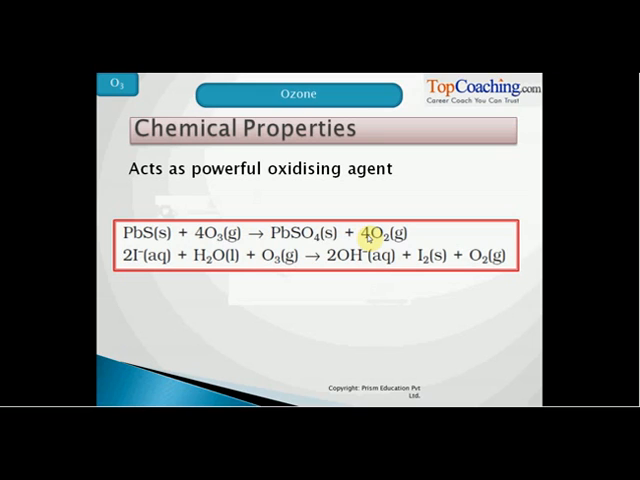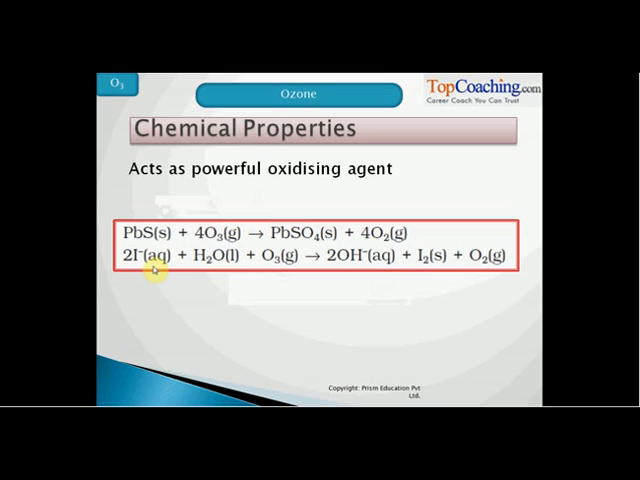Alright. As you all know, ozone readily decomposes into oxygen, and hence it is left with 1 oxygen molecule and 1 nascent oxygen. That is why it acts as a powerful oxidizing agent. Here we see lead sulfide being converted into lead sulfate by getting oxidized with ozone's oxidizing properties.